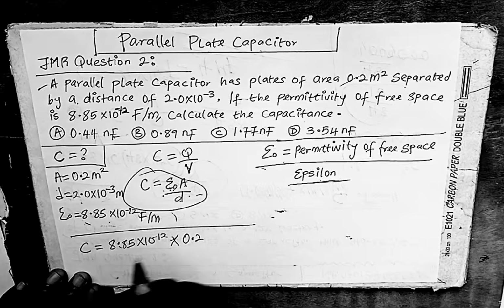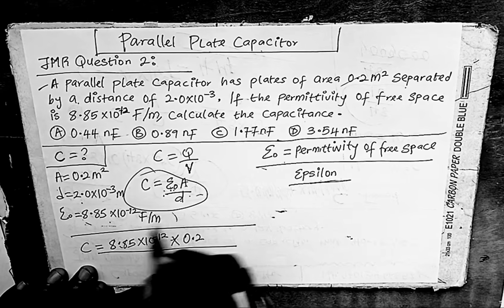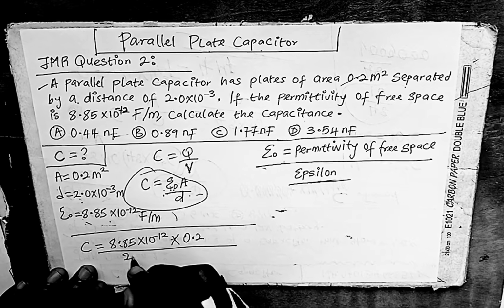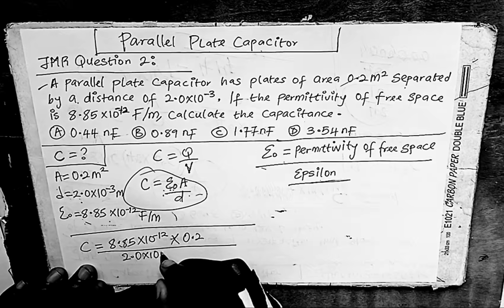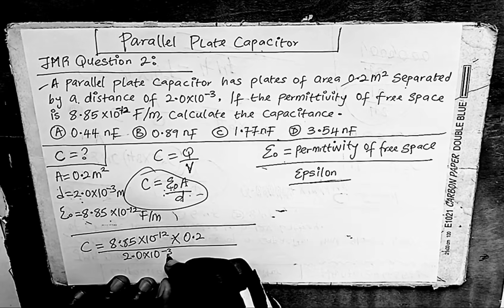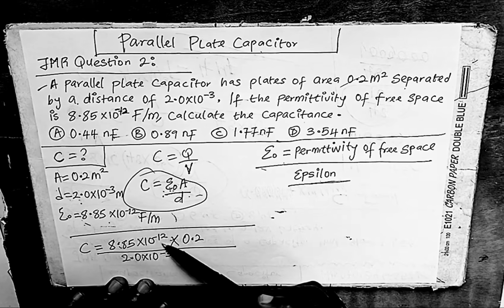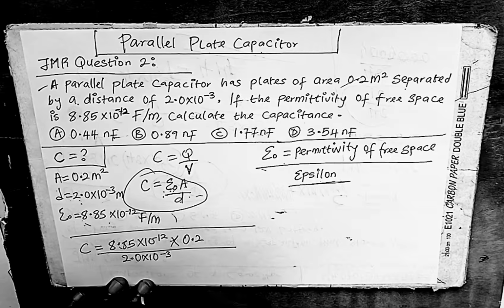Okay, what else do we have? We put our over. What do we have below? We have distance. What's our distance? 2.0 times 10 raised to power minus 3. Alright, so we'll do the power. If we solve the raising power, remember, we said only up and down we get raising power.